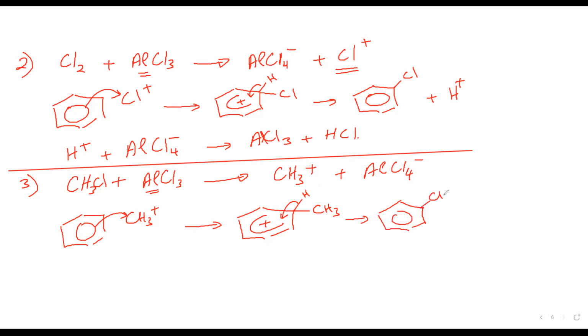And we get the methyl benzene and H positive. And then in the last step, the H positive together with the AlCl4 minus returns back the catalyst, which is the AlCl3 as it is, and H will react with the Cl.